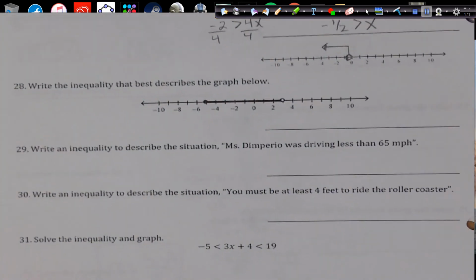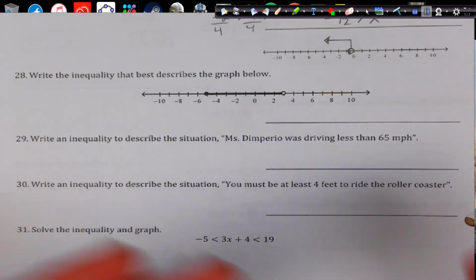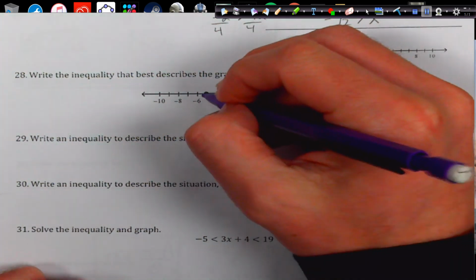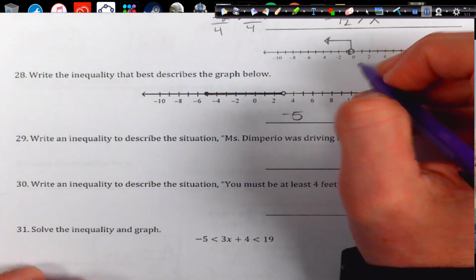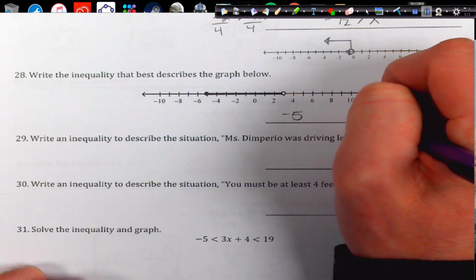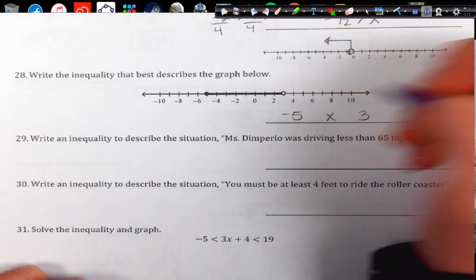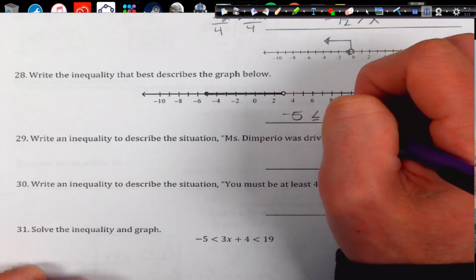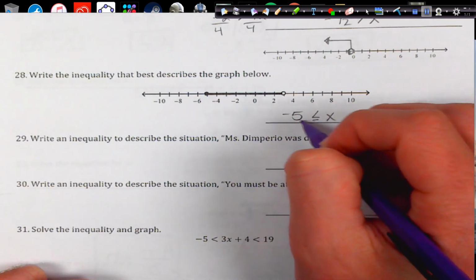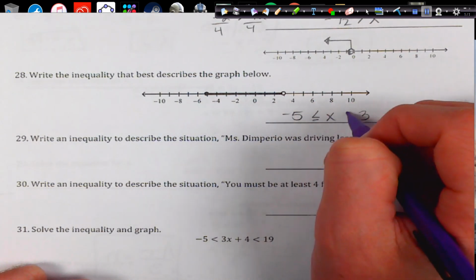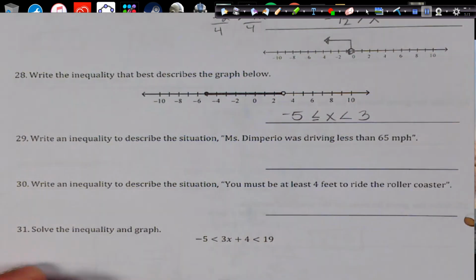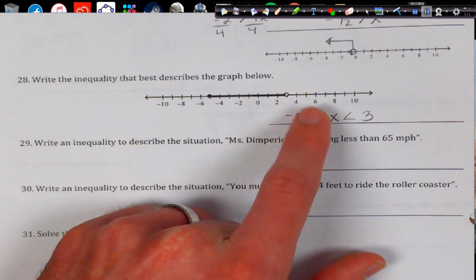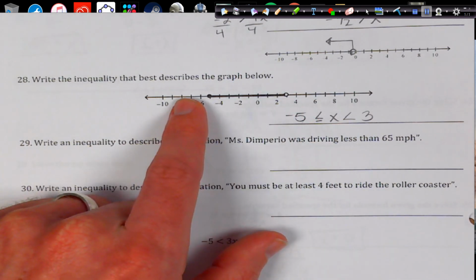Okay, write the inequality that best describes this. This is an and problem. We've talked about and problems before. It's at negative 5, and it goes up to 3. And so we usually use x to describe this. And we want to say that x is greater than or equal to negative 5, but x is less than 3. Again, no bar on this one because we have an open circle here. This one we have a bar because it's a closed circle.